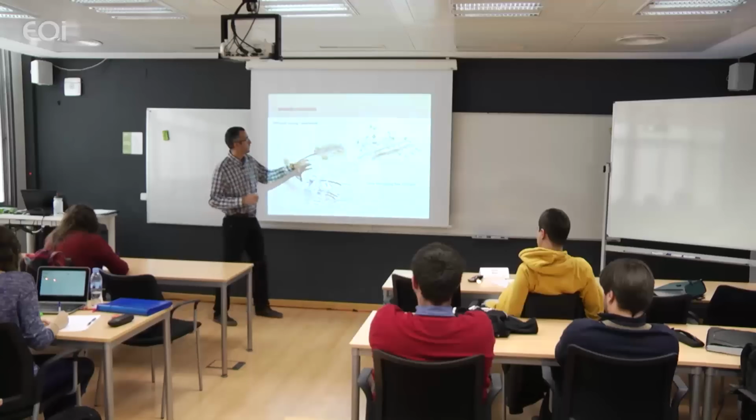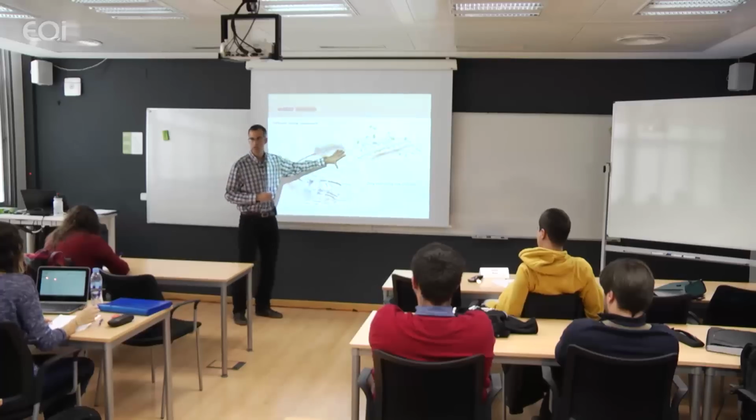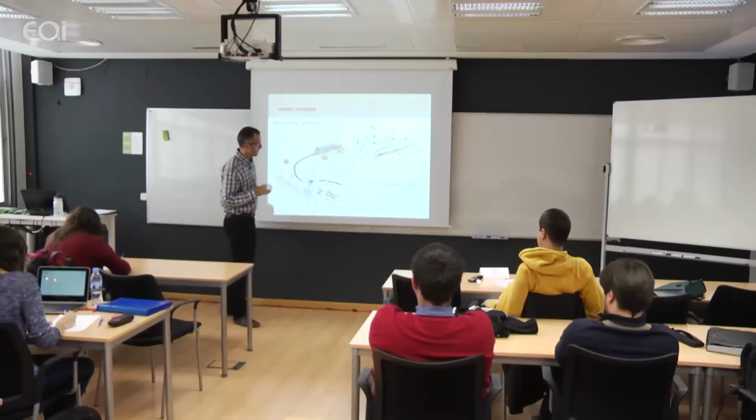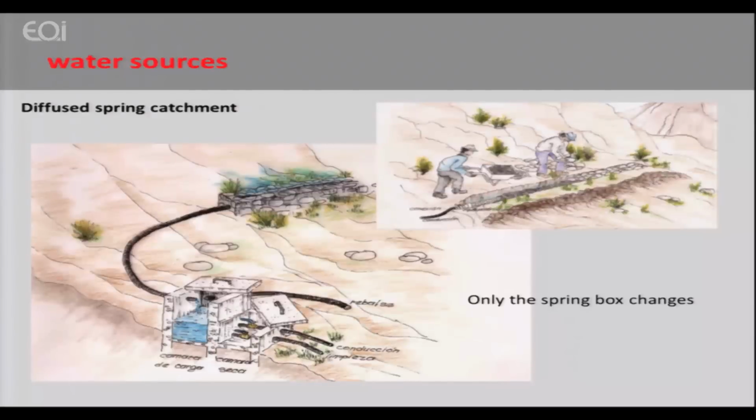And this is the diffuse spring catchment, used when the water is not just in a point but in an area. The water is coming in an area. So what I do is open a ditch and install a pipe with holes. After this pipe with holes, I install another pipe without holes, till the chamber. And then we have the dry chamber. So this is the same as the other one, but instead of the small chamber that we had before, we have this ditch full of gravel and sand with this pipe with holes.